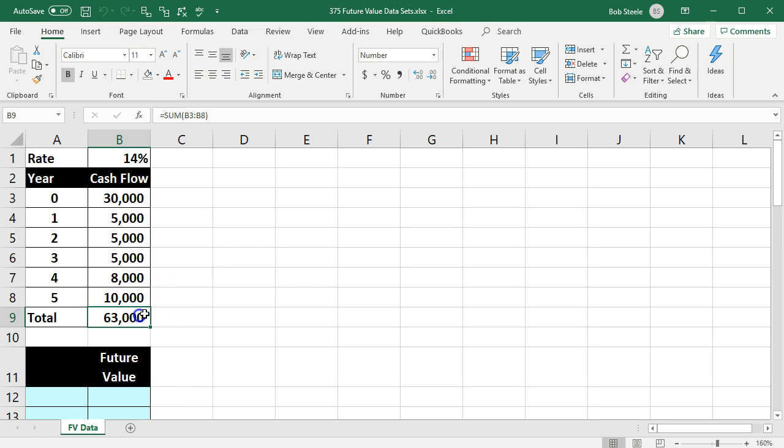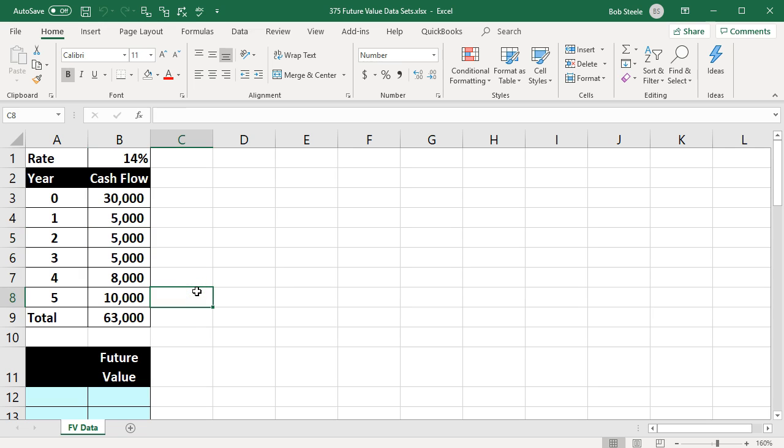If we were just to add up the cash flows, it would be $63,000. But of course, we're hoping to gain investment on the $30,000 over that time period, the $5,000 over the 4 years, the $5,000 over the next 3 years, and so on and so forth. So we should have more than that in terms of future dollars, in terms of our growth of the investment.